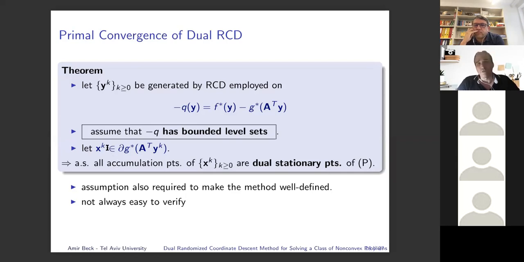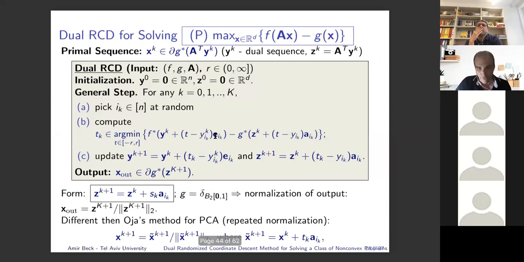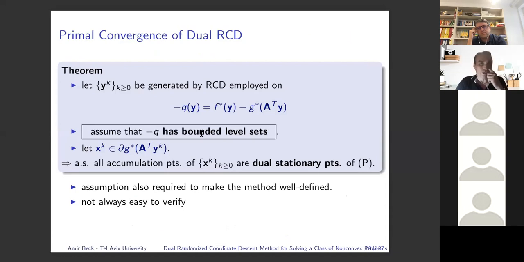Now, first of all, we need to look at this assumption that minus Q has bounded level sets. It is required, by the way, for the method to be well defined, because if you look at the method, we perform a minimization here, and in the case, for example, when r is equal to infinity, maybe the minimization is not attained. When you have bounded level sets, then the method is well defined. But the problem with this kind of assumption is that it's not always easy to verify bounded level sets. It's very not exact.